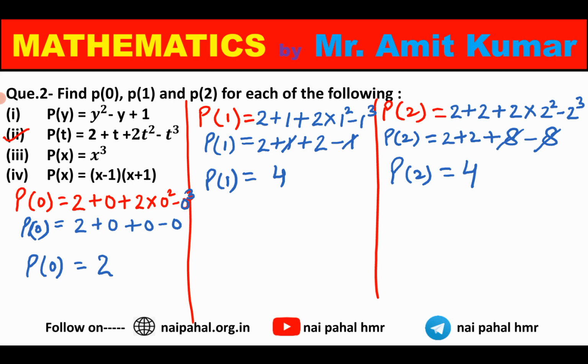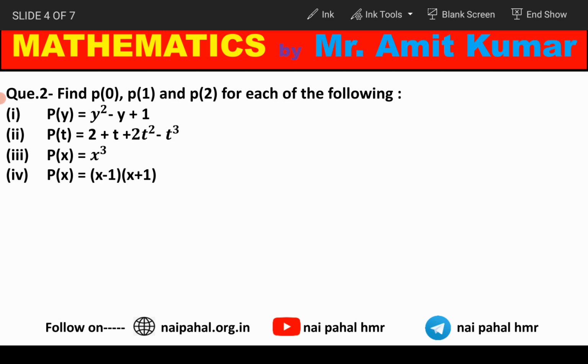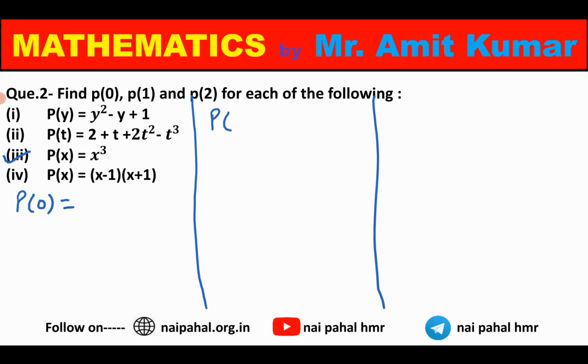If you are getting cleared with it, then move on to the third slide for the third part. Now we are going to do the third part of it. Again divide the whole part into three sections: P0, P1, P2. In the first part, we have x cube.